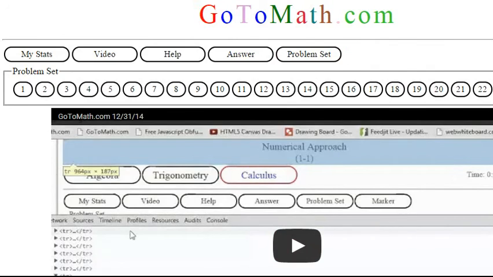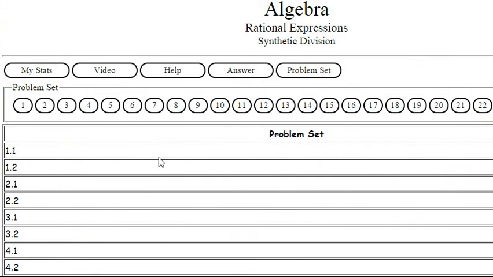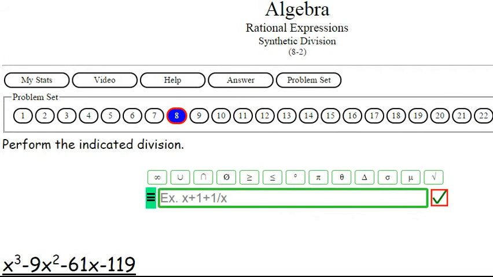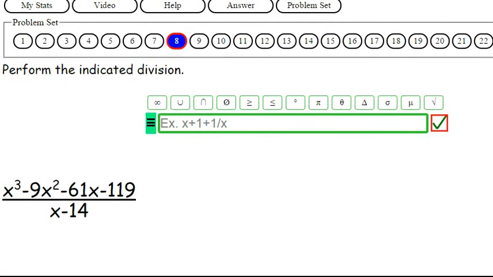Go to math.com, click on algebra, go down to synthetic division. We are doing 8.2, it looks like. A lot of these problems look the same after a while. We've got x cubed minus 9x squared minus 61x minus 119 over x minus 14. Didn't we do x minus 14 before? Seems like it.